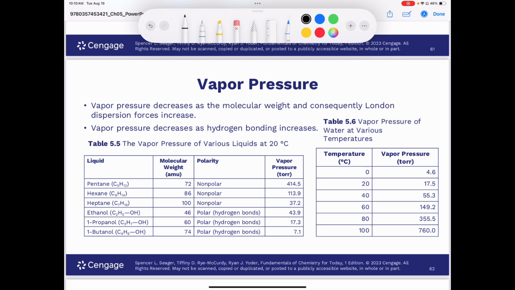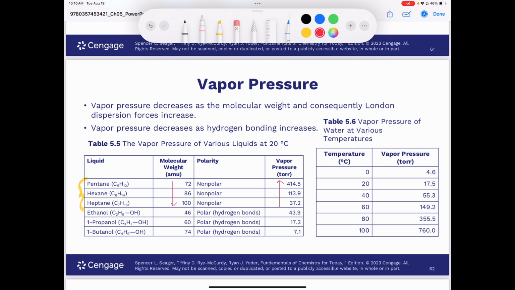So the first trend we want to notice is that vapor pressure decreases with molecular weight, and consequently London dispersion forces increase. So check this out. Let's say we compare these three compounds right here: pentane, hexane, and heptane. You'll notice that as you go from pentane to hexane to heptane, and we're going to learn about the structure of these compounds later on in this class, as their molar mass increases, their molecular weight goes up, their vapor pressure decreases. Or you could say the lowest molecular weight compound has the higher vapor pressure.